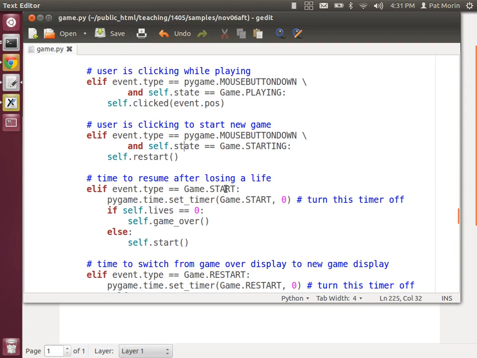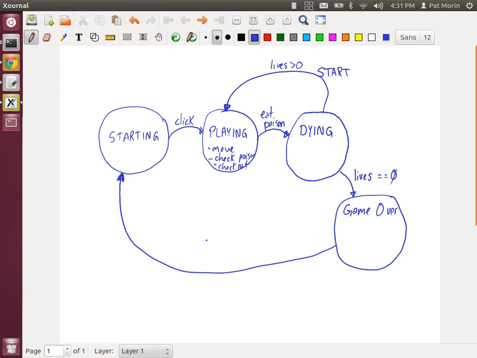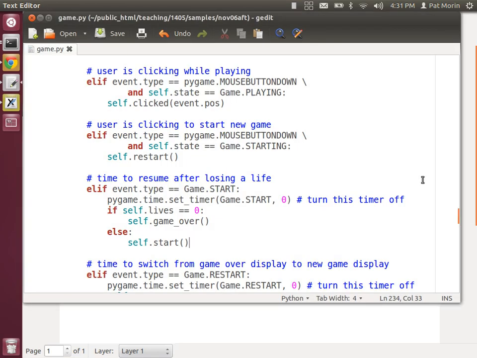So actually, if we look at this picture, we now know what causes this to happen: it's a start event. Eventually the timer that we set fires off after the sound is done playing, and we've waited a respectable amount of time to mourn the loss of that ant. We will receive an event, which is this game.start event, and then one of two things can happen. If the number of lives is 0, we call game over, and if the number of lives is bigger than 0, we start. So both of these transitions are triggered by a start event, and which one we actually take, whether it's into game over or back to playing, depends on the number of lives.